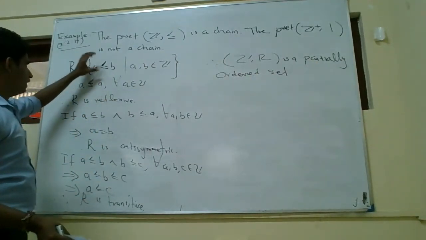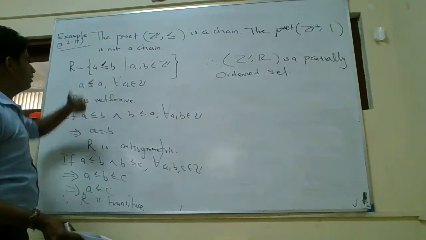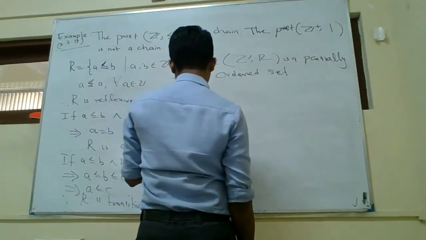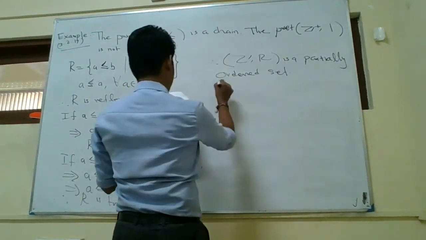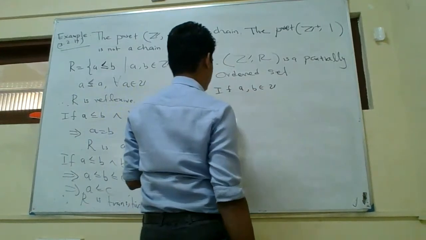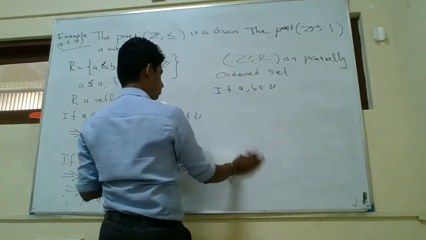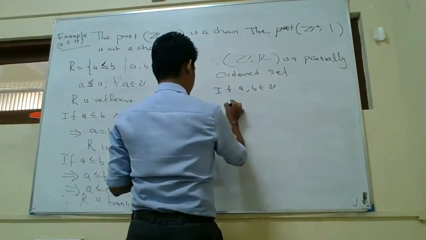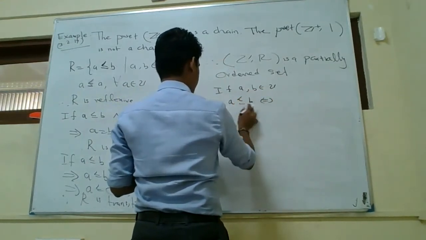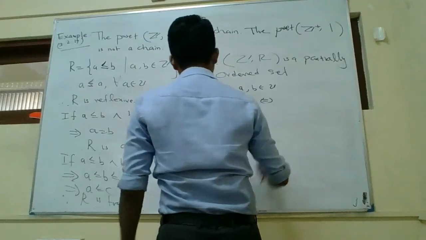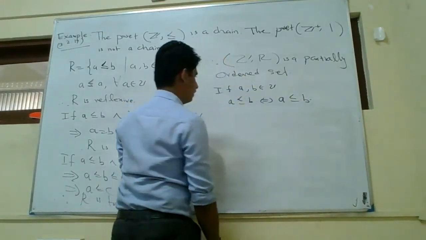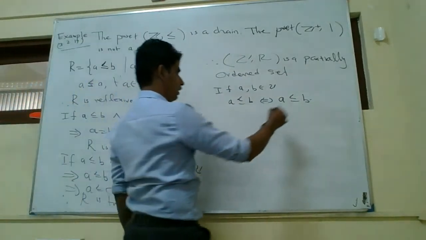Whether A is less than or equal to B, at least in one case A less than or equal to B, they are comparable. If A, B are comparable, it means A precedes B, right? For this case, A and B are comparable. What is the comparable relation here? A precedes B, that is A less than or equal to B. This is a relation, no? A less than or equal to B means A is related to B.